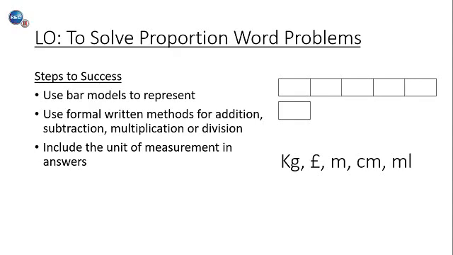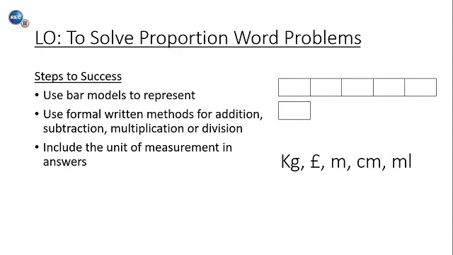Today, as you will see, our learning objective is to solve proportion word problems. Please can you write that into your yellow maths book, including today's short date. If you are doing this on Monday, that should be 23.03.20. However, if you're doing it on a different day, just pop a different date in there.